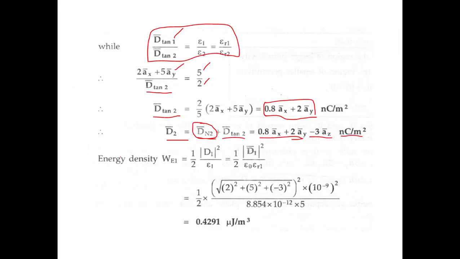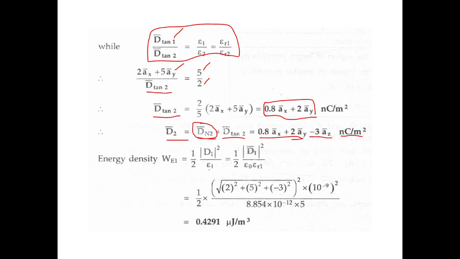Now the energy density is given by 1 by 2 D1 squared by epsilon 1. This was derived in the second module, if you remember. You can go through that video or slides. So it will be half of the D1 vector squared divided by epsilon naught epsilon r1.